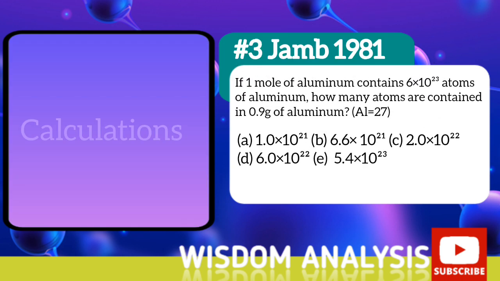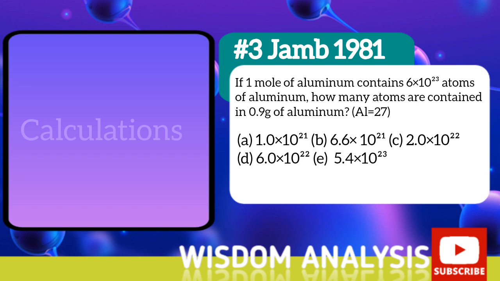Okay, so our third question is also from JAMB 1981. Wow, so impressive, so many questions from this topic just in one year. If 1 mole of aluminium contains 6 times 10 raised to the power 23 atoms of aluminium, how many atoms are contained in 0.9 gram of aluminium? In 1 mole of aluminium, the mass is 27. That is, the atomic mass is the molar mass, the mass of 1 mole of that atom.